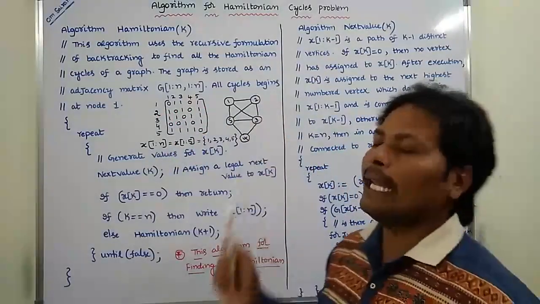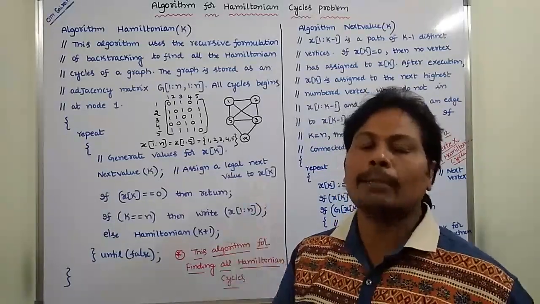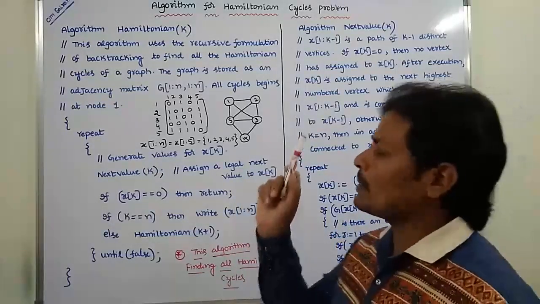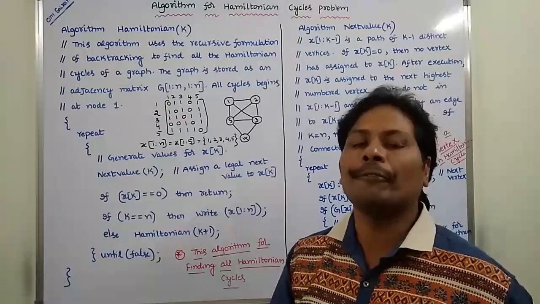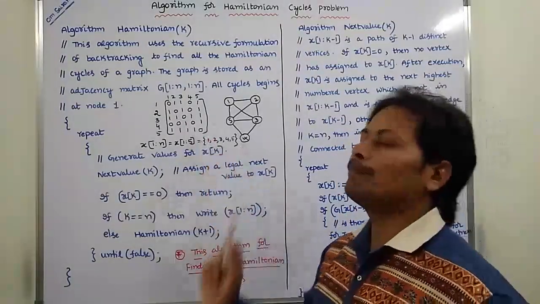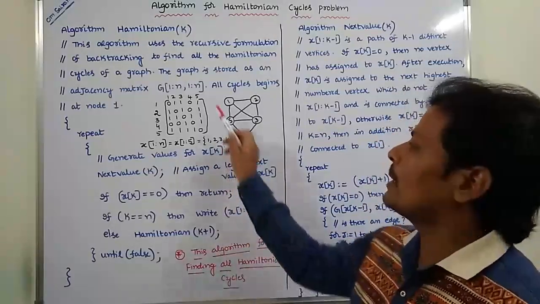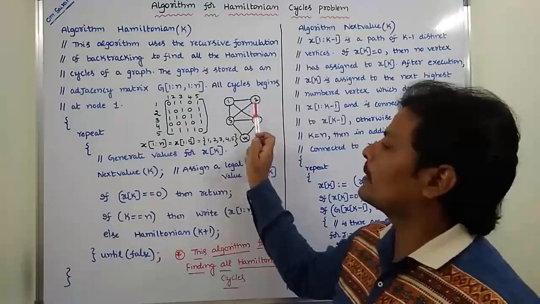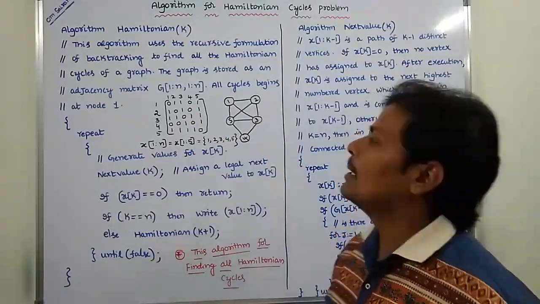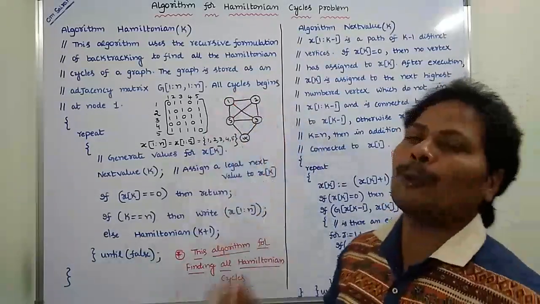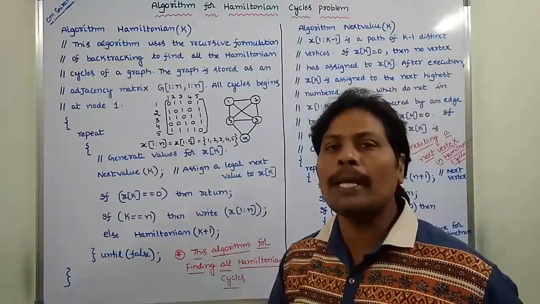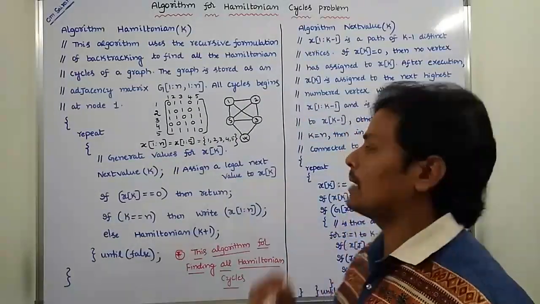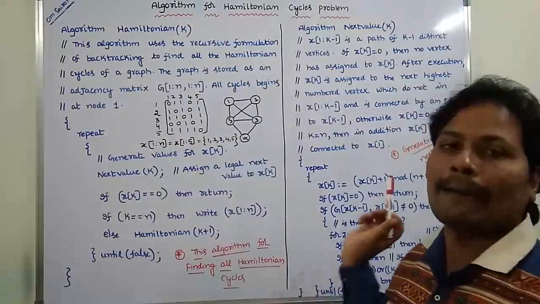We can take any pair of vertices that are connected by an edge, and its value is represented by 1. Suppose there is no edge between a pair of vertices, then that value is represented by 0. So this is the cost adjacency matrix for this graph. For this graph, we have to find all the Hamiltonian cycles present in the given graph, which we discuss in this algorithm.